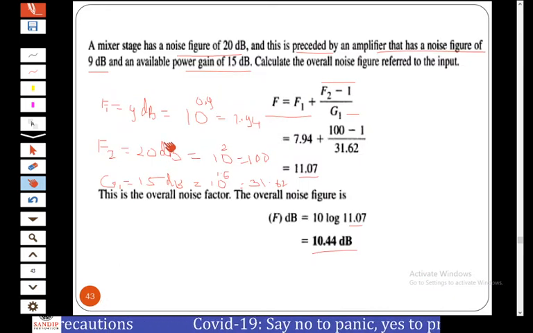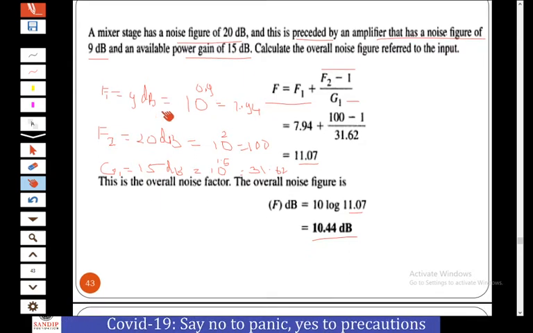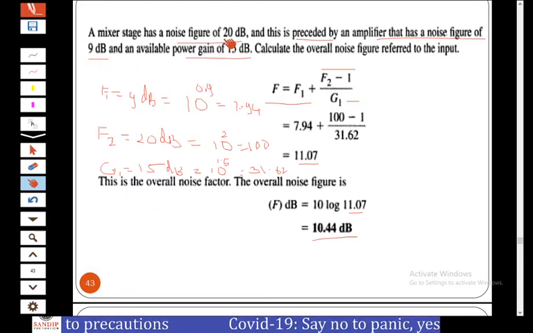Now we'll take a simple example based on the Friis formula. The statement given is that a mixer stage has a noise figure of 20 dB, and this is preceded by an amplifier that has a noise figure of 9 dB and an available power gain of 15 dB. Calculate the overall noise figure referred to the input.